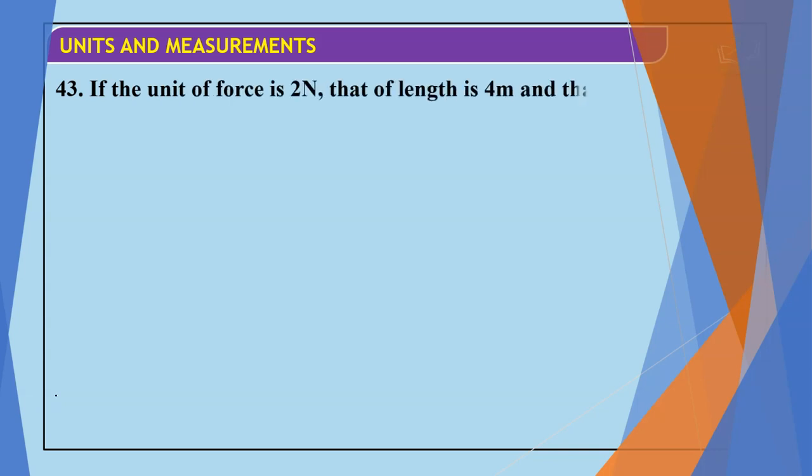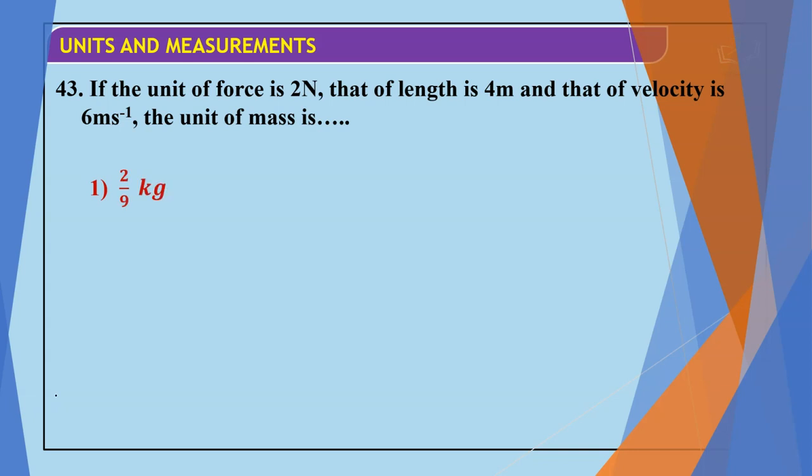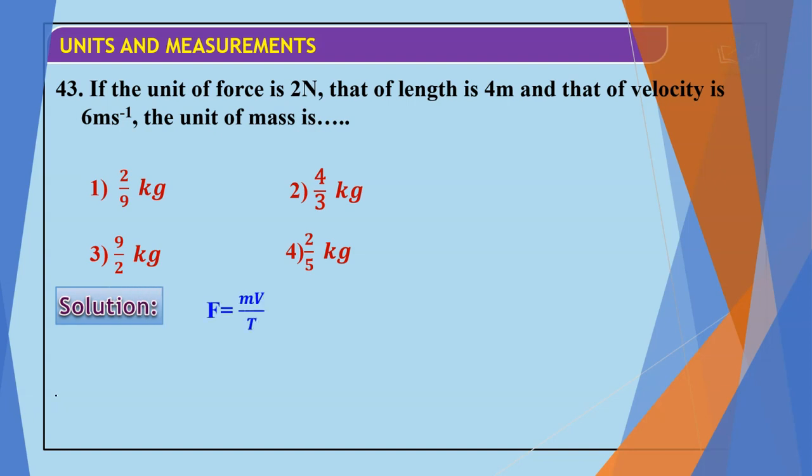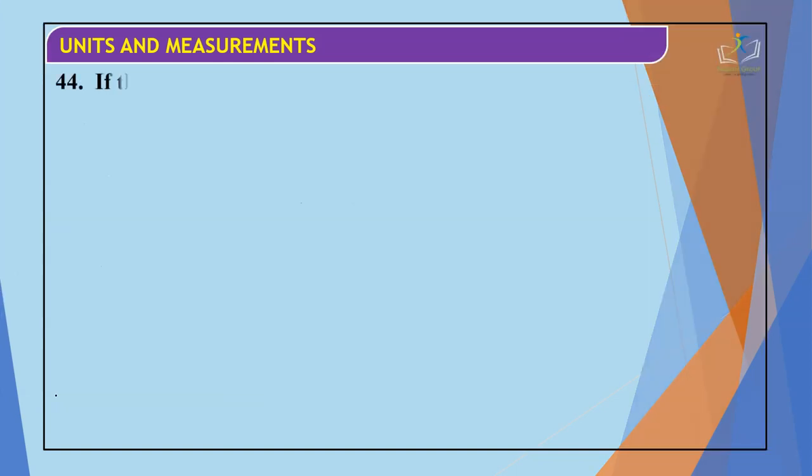Next question we have, if the unit of force is 2 Newton, that of length is 4 meter and that of velocity is 6 meter per second, the unit of mass is? Now move with the solution part. F is equal to mv by t, so m is equal to F into t by v. We put these values and get the result 2 by 9. And we know the unit of mass is actually kg.